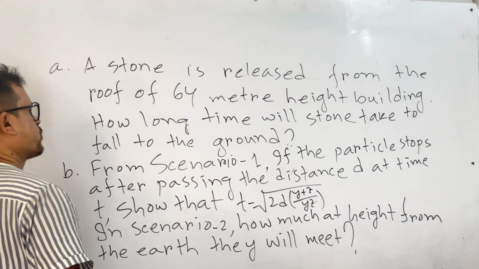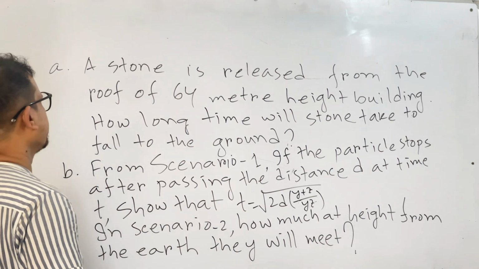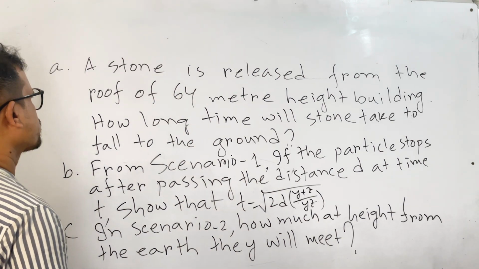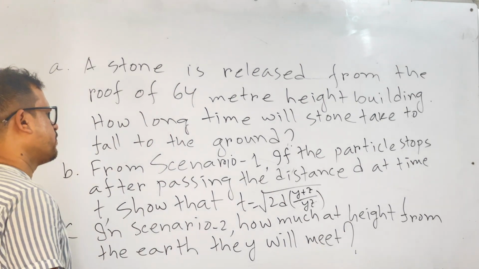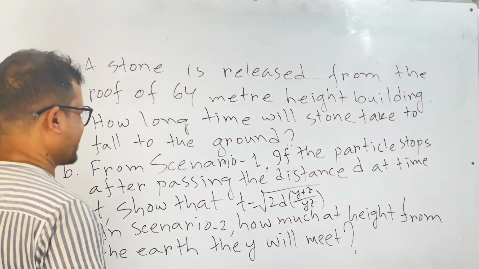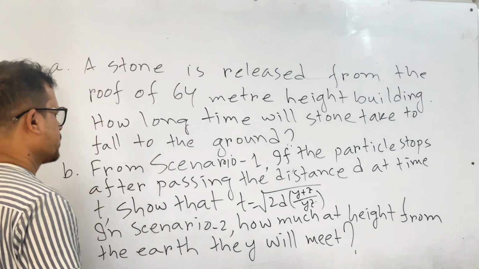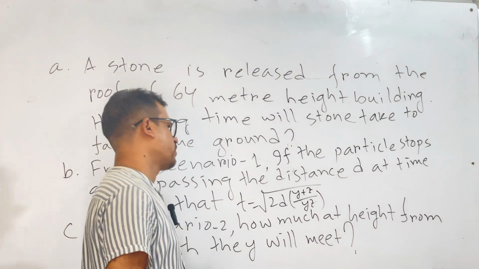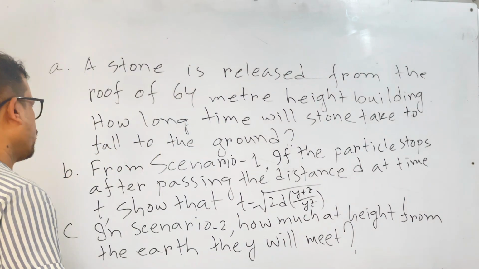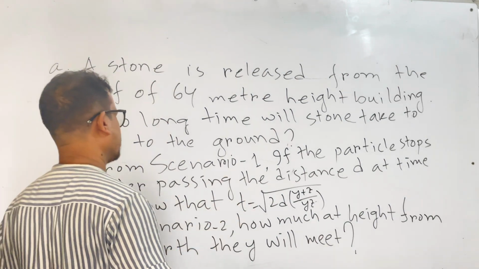A stone is released from the roof of a 64-meter height building. How long will the stone take to fall to the ground? From scenario 1, if the particle stops after passing the distance d at time t, show that t equals root of 2d (y plus z) over yz. In scenario 2, at what height from the earth will they meet?